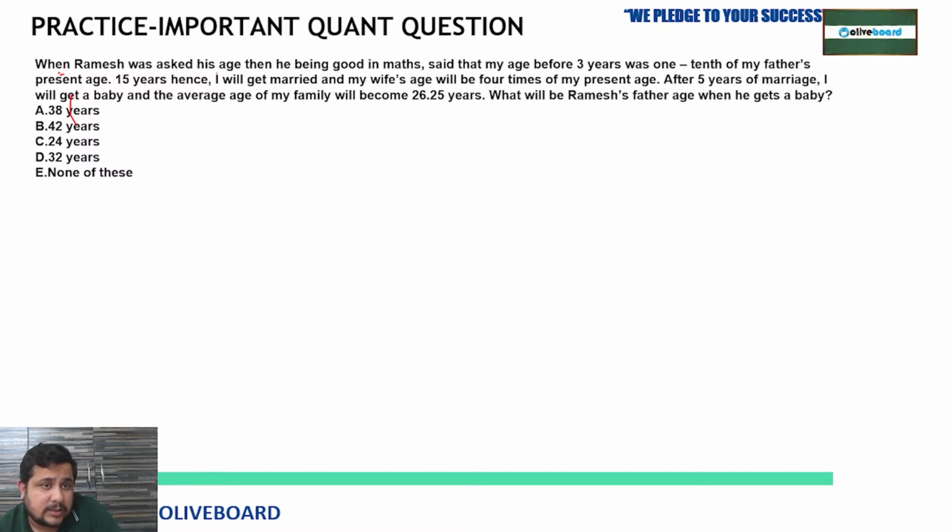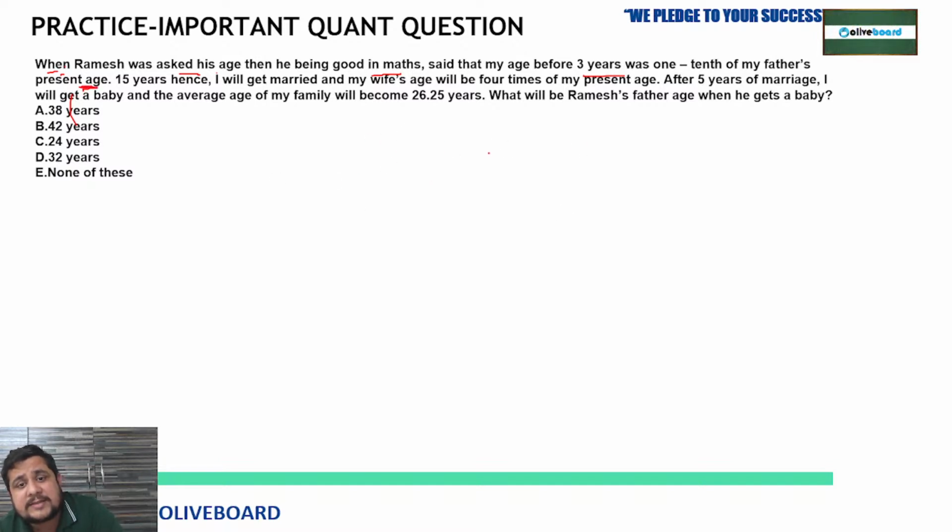So, start from the starting. When Ramesh was asked his age, then he, being good in maths, said that my age before 3 years, means 3 years ago, was 1/10 of my father's present age. This is the first statement which we are having.